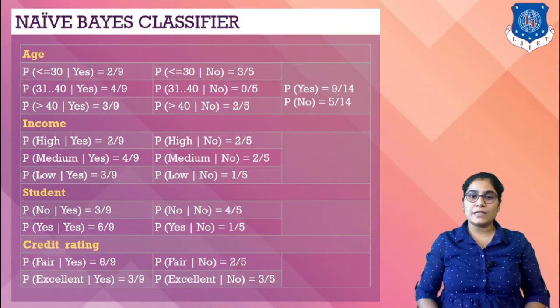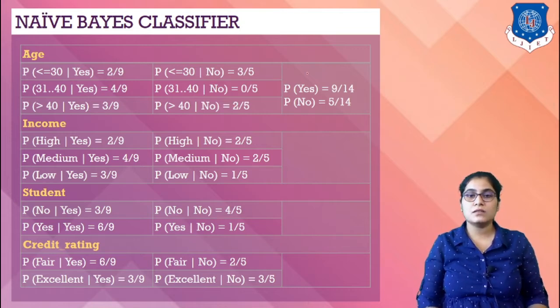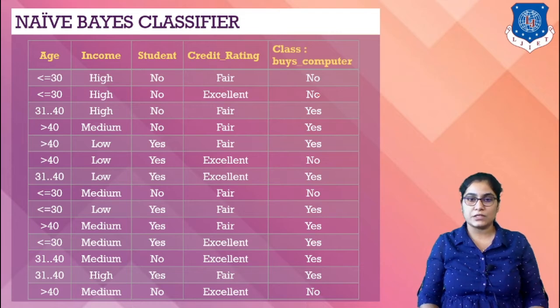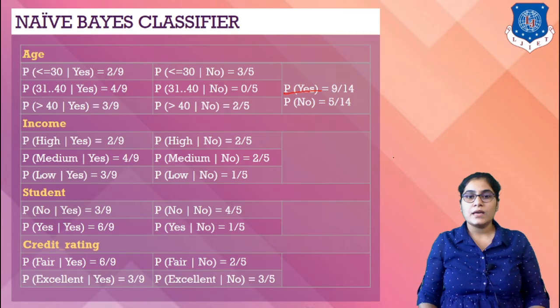First, we need to find out the probability of yes, that is stated here. For finding out this probability, we first need to calculate how many tuples we are considering. In this example, we have a total of 14 records. Out of these 14 records, how many have the class label yes? As you can see in this table, we have a total of 9 records that have the class label yes, and that is why the probability of yes is 9 by 14.